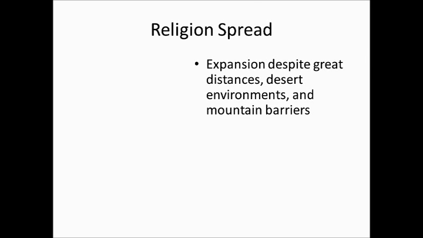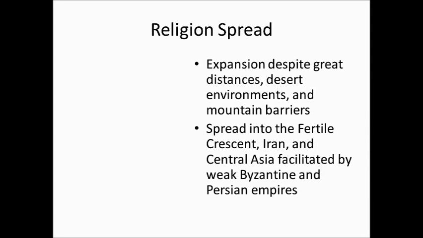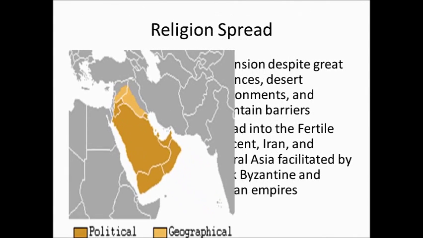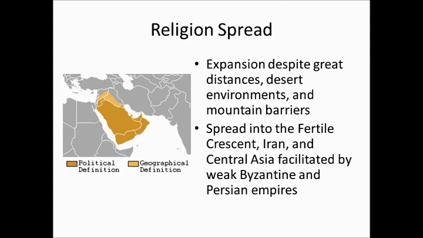Okay, so here's the amazing thing. Despite all of the barriers, the desert, the distances between places, the environments, the mountains, Islam spreads. And it spreads into the Fertile Crescent and Iran and Central Asia. It is facilitated and allowed to do this because the Byzantine and Persian empires are not as strong as they once were. But one of the things I want you to understand is that Islam spreads very differently. Muhammad had an actual army which sort of allowed him to take his religion and spread it into those areas.